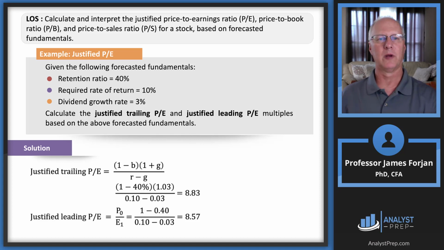All right, so let's look at a quick example here. Retention ratio 40, required rate of return 10, growth rate of 3. So all we're going to do is plug in those numbers. We get a trailing PE of 8.83 and a leading PE of 8.57.